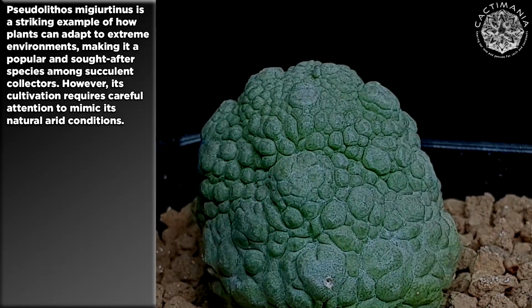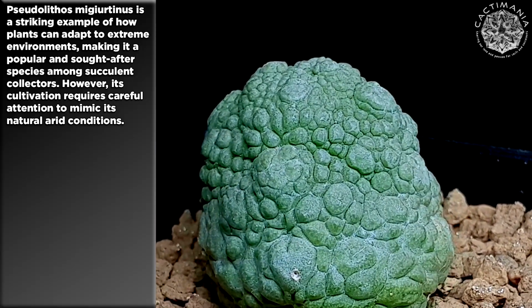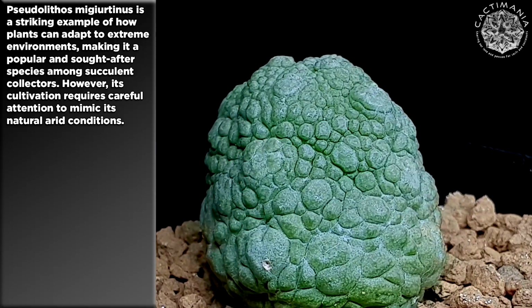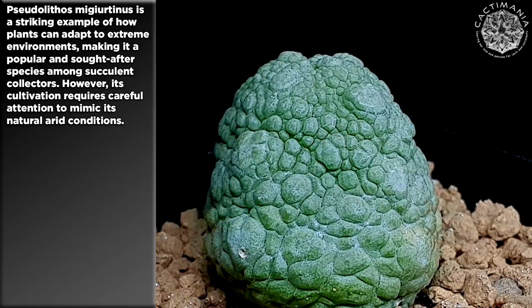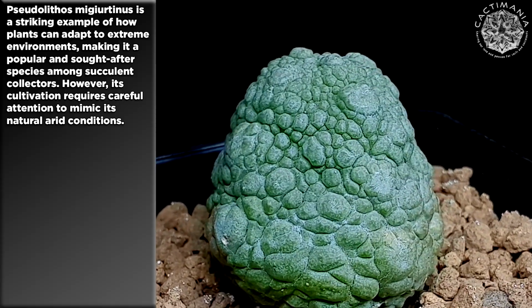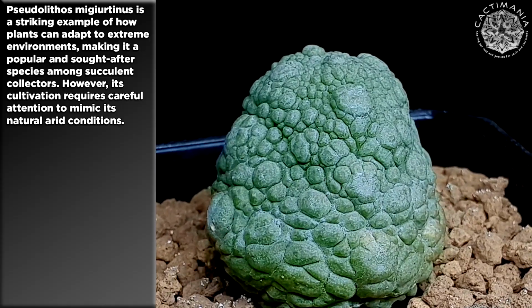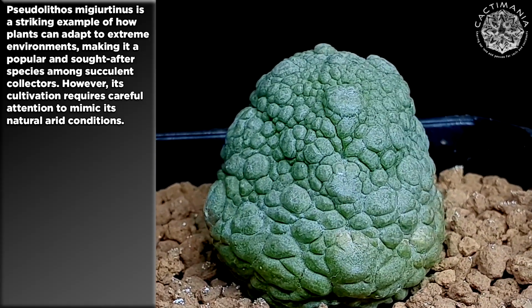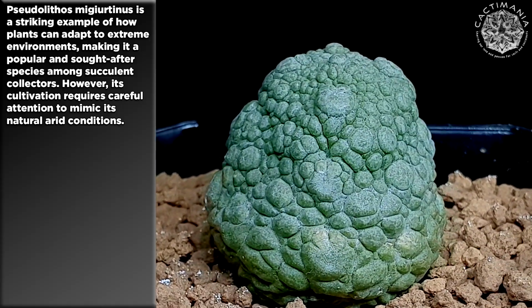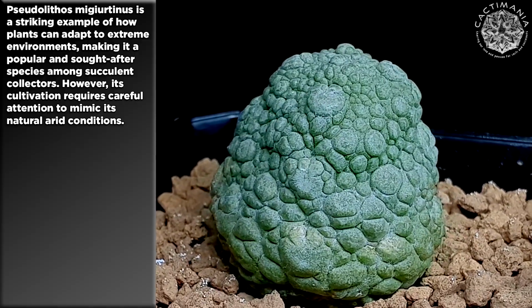Pseudolithos Migiurtinus is a striking example of how plants can adapt to extreme environments, making it a popular and sought-after species among succulent collectors. However, its cultivation requires careful attention to mimic its natural arid conditions.